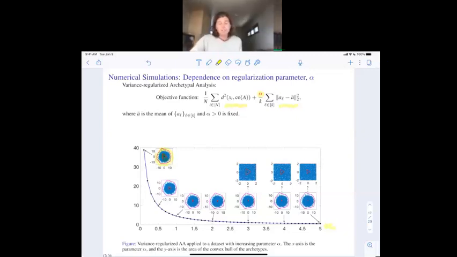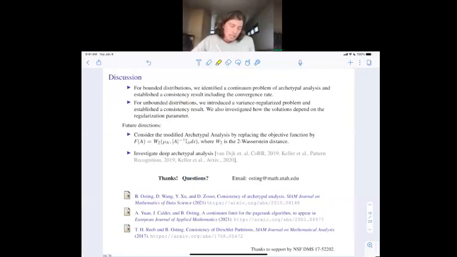Okay, so what we've done is, for bounded distributions, we've identified a continuum problem of archetypal analysis and established a consistency result, including the convergence rate. And for unbounded distributions, we introduced a variance regularized problem and established a consistency result. We also investigated how solutions depend on the regularization parameter.